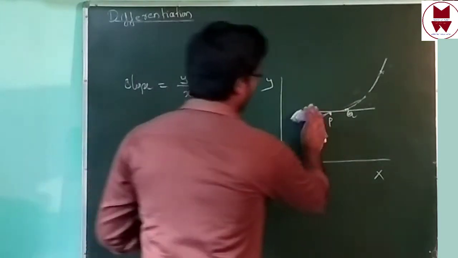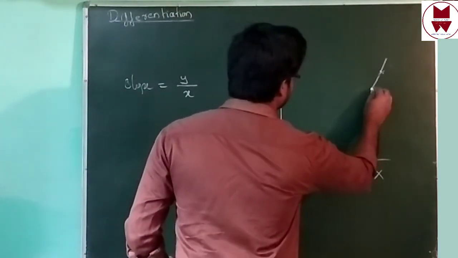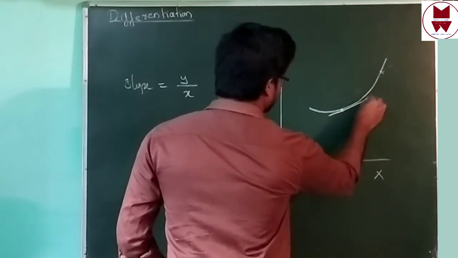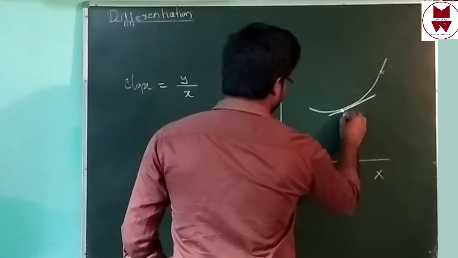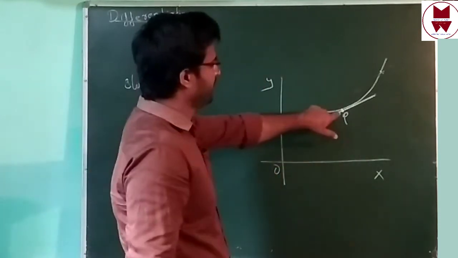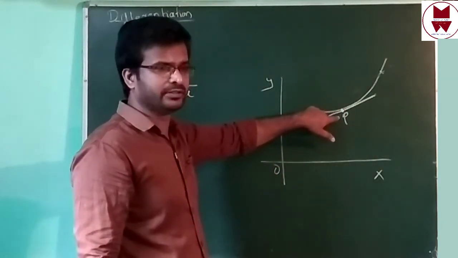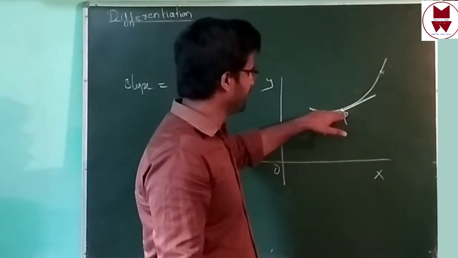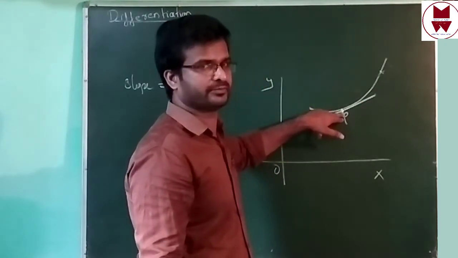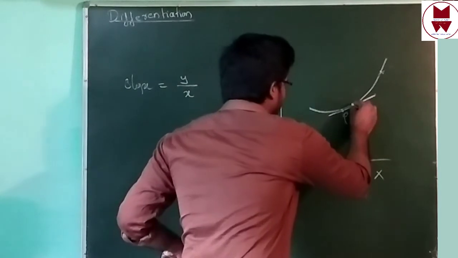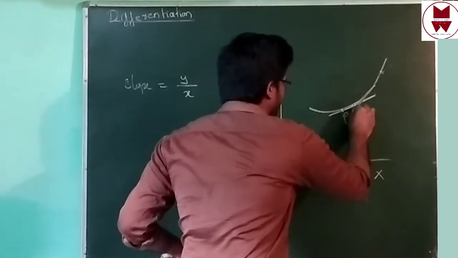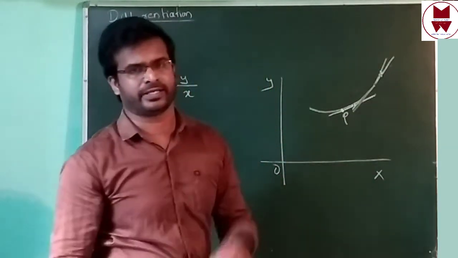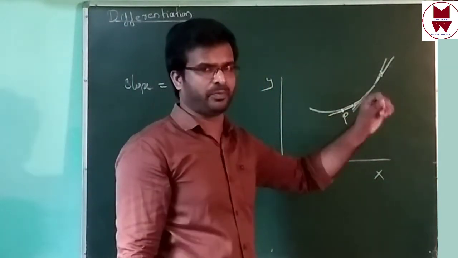Then if you take only 1 point in here, then make it slope. Only 1 point. What is this? This is the tangent at this point. Then if you find the slope of this tangent, you will get the slope at this point. Same like that, we can find the slope of the next point, in here also the slope of the next point. We can find the slope of each and every point.